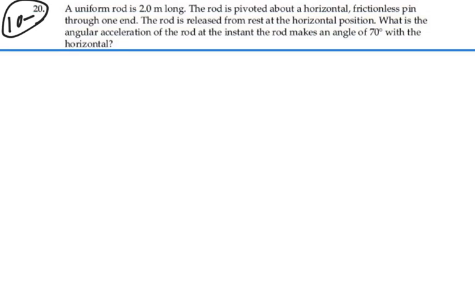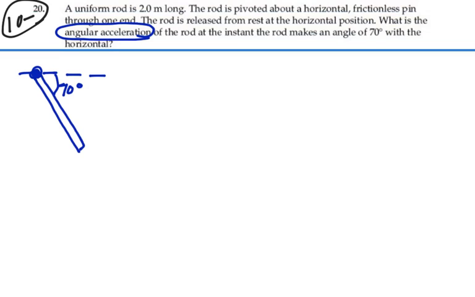Since they're asking for angular acceleration, we need to think in terms of torque on this problem. If it were asking for angular velocity, then we would think in terms of energy. But here we need to think about torque. So we have a pivot point and we have a rod that has fallen to a position that is 70 degrees below the horizontal.